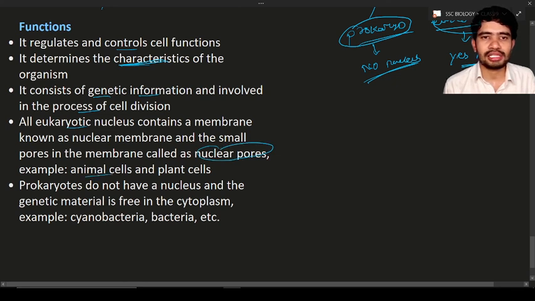Examples: animal cells and plant cells are eukaryotic cells. They have the nucleus. The prokaryotes do not have the nucleus, and the genetic material is free in the cytoplasm. Examples for the prokaryotes are cyanobacteria and bacteria. So these all are the important functions of the nucleus.